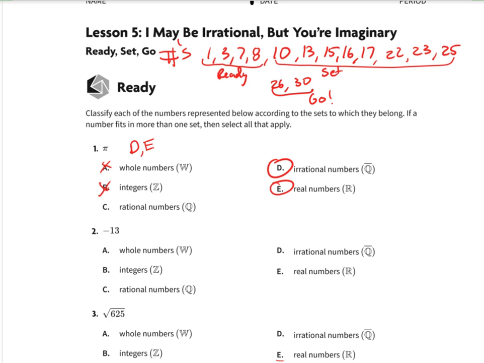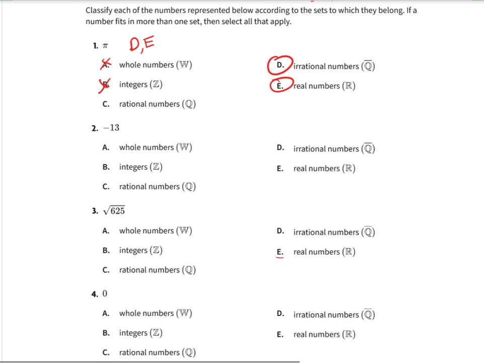Number 2, we don't have to do. So number 3, root 625. This one actually, if you were to look at it, square root of 625. 625 is a perfect square. It equals 25. Or 25 squared equals 625. So this is a whole number. It's an integer. It's rational. And it's real. So this is A, B, C, E.